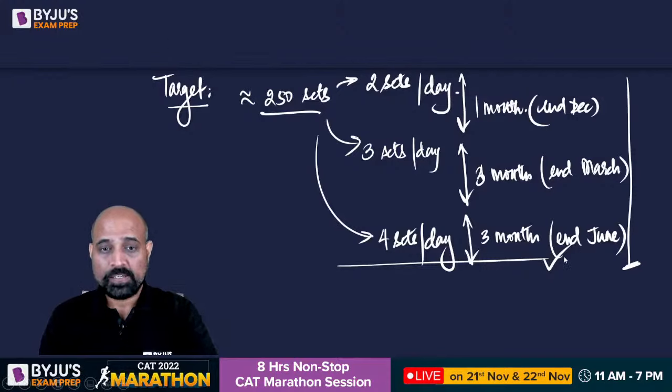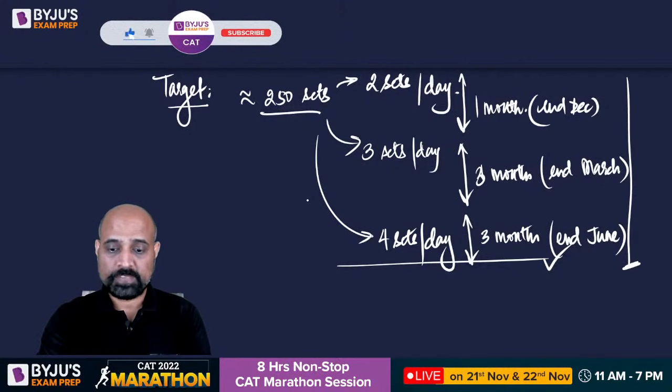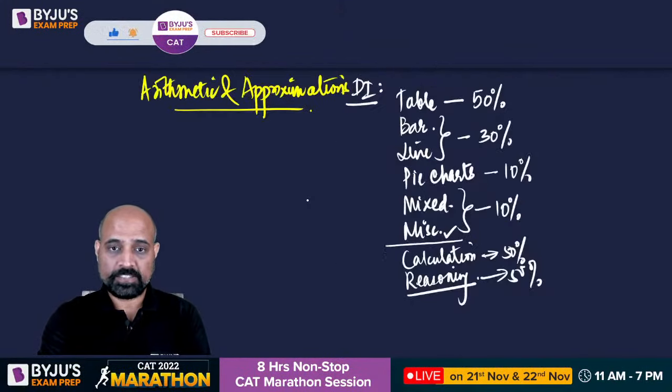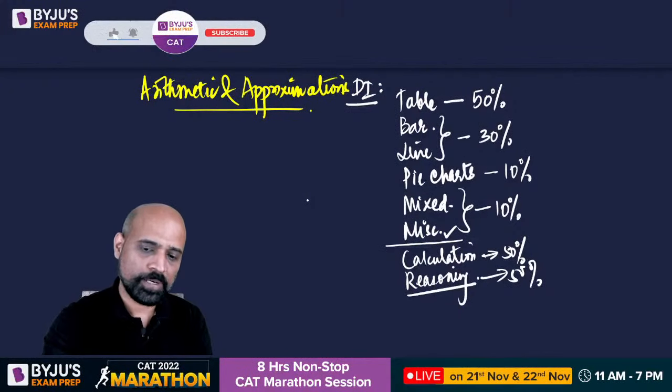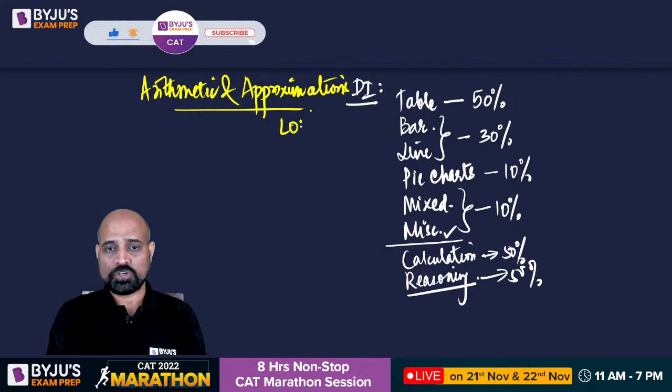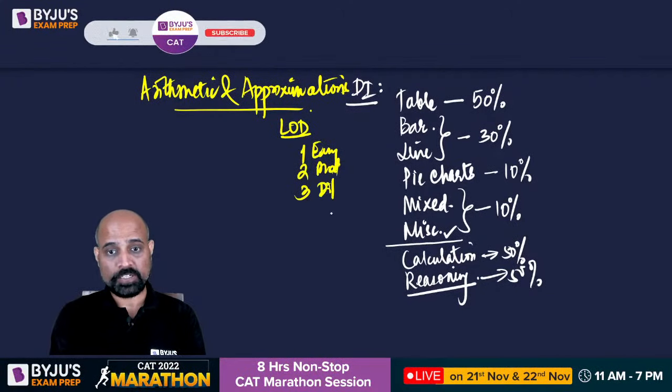Okay. So, like I discussed, the important topics when it comes to DI, the important topics when it comes to LR, what are their weightages, how many are good attempts, what are the level of difficulties. अच्छा, DI का LOD के बारे में discuss कर लेते हैं. So again, level of difficulty being 1, 2, 3, 1 being easy, 2 being moderate, and 3 being difficult.